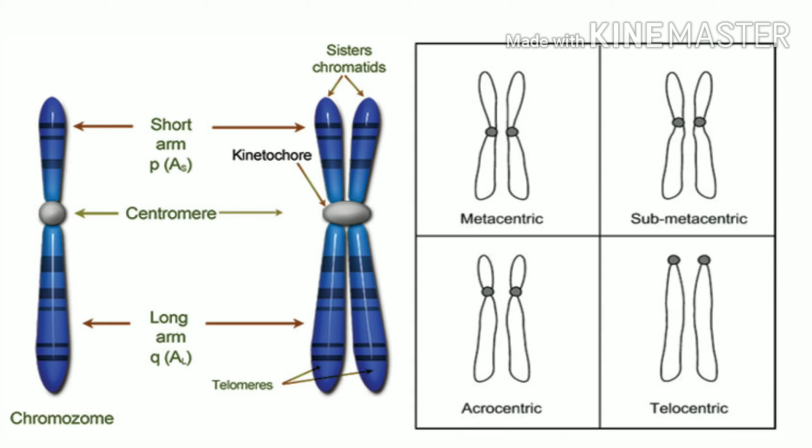Now, on the basis of the position of the centromere, there are four kinds of chromosomes. One is metacentric, in which the centromere is in the middle. It is V-shaped. Submetacentric, in which the centromere is near the middle, is L-shaped. Acrocentric, in which the centromere is near the top end, and in telocentric the centromere is at the top position, so the chromosome is a T-shaped structure.